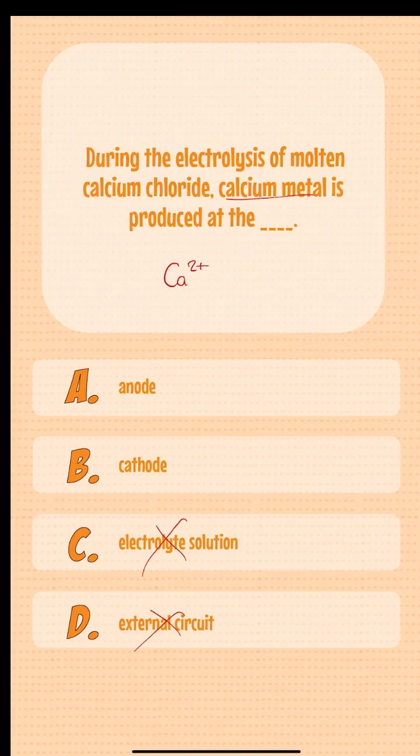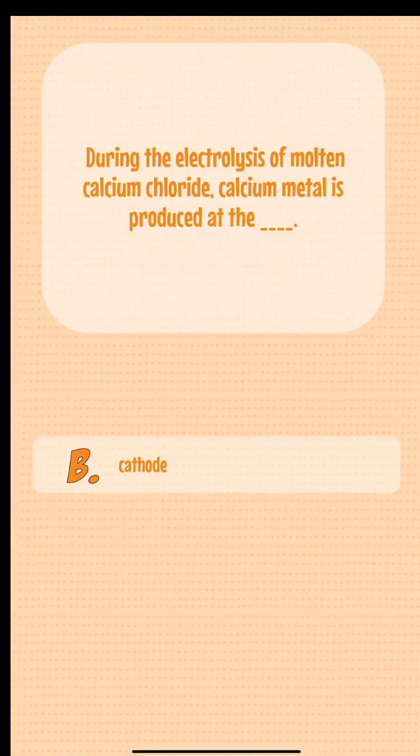It's not going to be the last two. That doesn't make sense. It's one of the electrodes. Remember, it's PANIC. This is a positive ion. It's going to go to the negative electrode, which is the cathode. This is cathode. Yep, well done, guys.